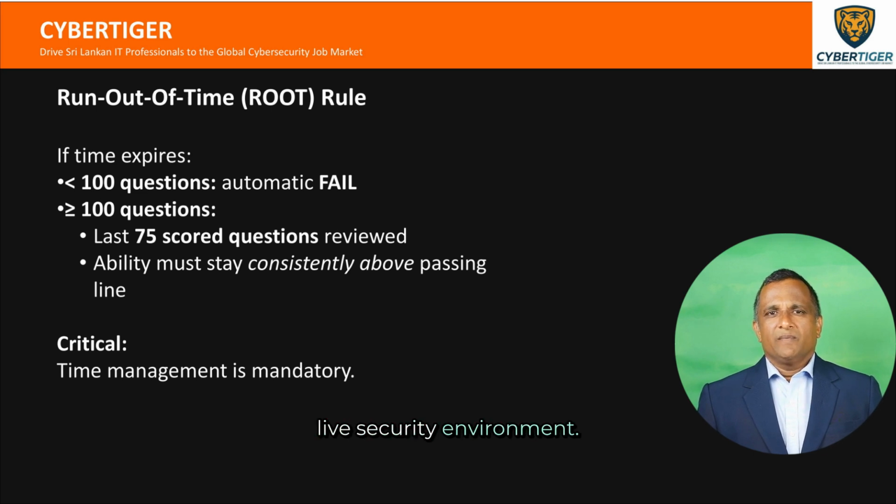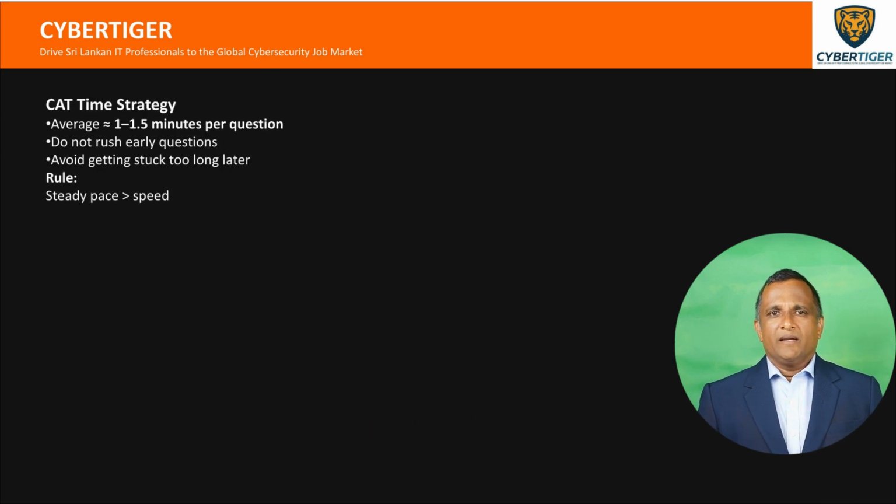Here's a practical CAT time strategy to maximize your performance. On average, you have about 1 to 1.5 minutes per question, so pacing is key. Don't rush early questions. Remember, the CAT engine is just starting to gauge your ability. At the same time, avoid getting stuck too long on any single question later. Unlike traditional exams, spending extra minutes doesn't help the engine. It just risks running out of time.